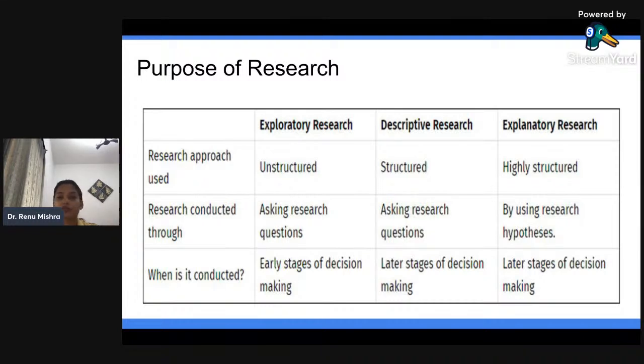When we talk about descriptive research, we are already progressed in the later stages of decision making. Similarly for the explanatory research.